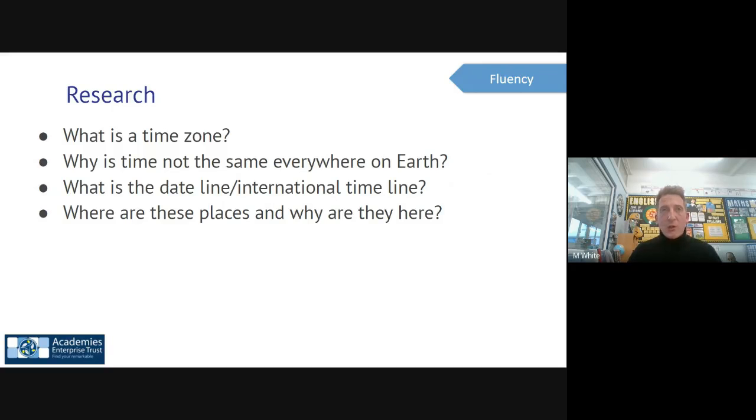Again, think back to that question where we looked at the different hemispheres, what's happening in the northern hemisphere, what's happening in the different hemispheres, and then think about how that changes across the planet.